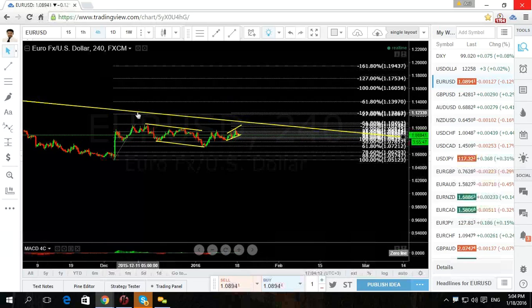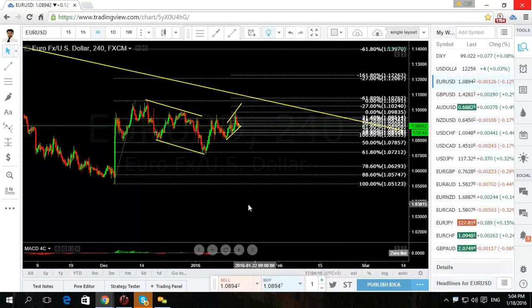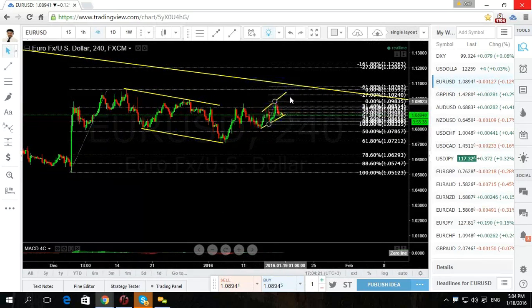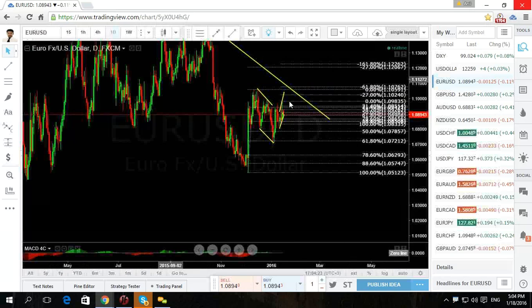Okay, finally we got it. Yep. If you look at this move going up, it's not going up very impulsive, as you can see, right? It's kind of going up slow. We're still within this structure. We're still within the daily structure.